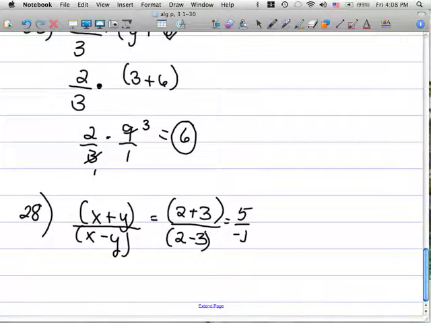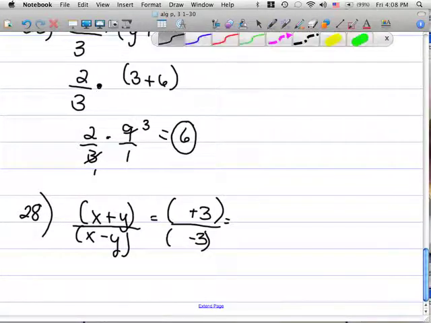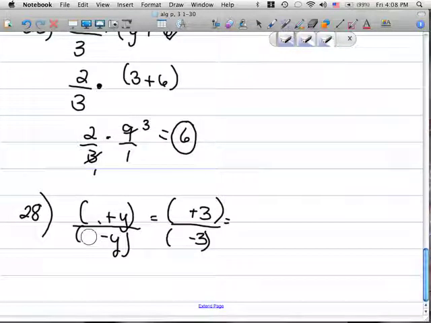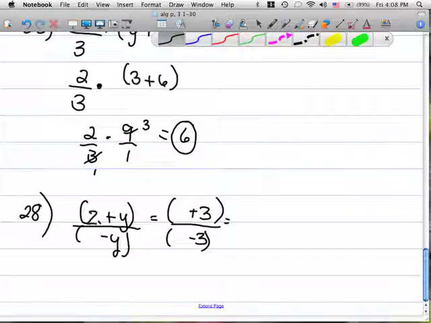Whoops, I'm sorry, we'll have to go back and fix that one. I had the wrong numbers in there, so we'll just erase those. I had x and it should be z. Okay, so now we have z plus y and z minus y. And z is 4 plus 3, and z is 4 minus 3. So now we have 7 over 1, and 7 divided by 1 is 7.